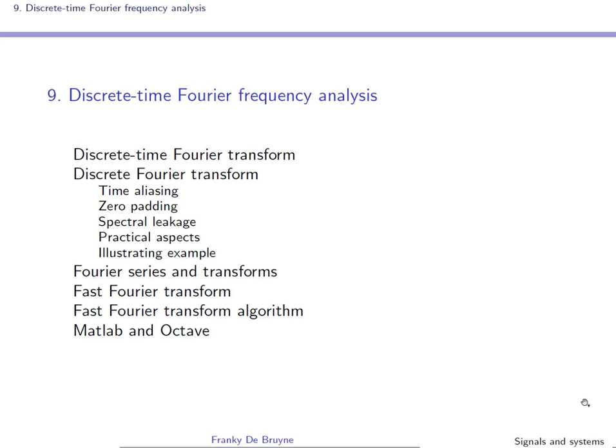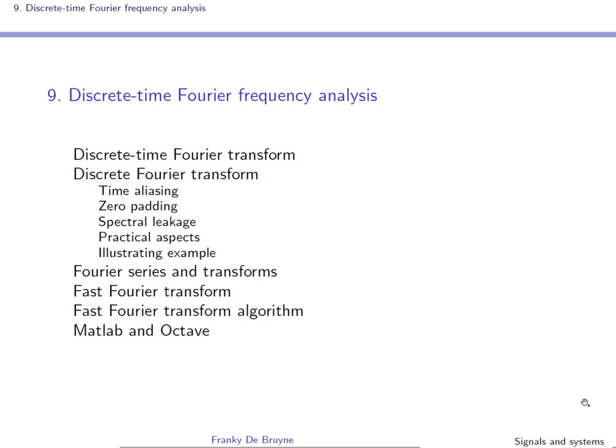So in section 9 we'll talk about discrete time Fourier frequency analysis. We'll start by introducing the discrete time Fourier transform, which is discrete in time as you can see, but it is still continuous in the variable frequency, so not very useful. We'll also obtain a transform now that is discrete in frequency, so it will be discrete in time and frequency. It's called the Discrete Fourier Transform, or DFT.